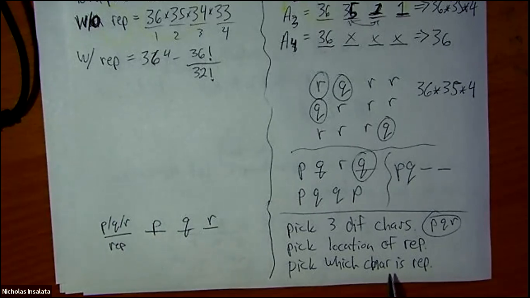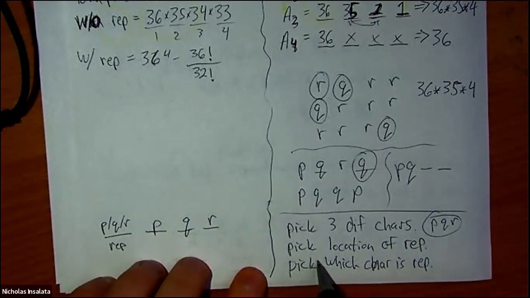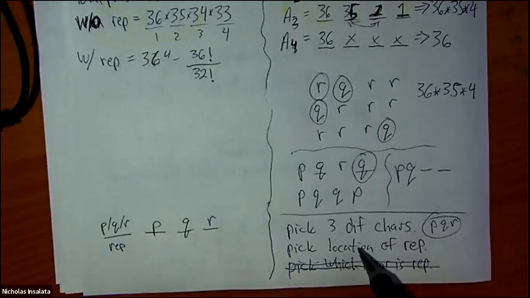So I think if we don't pick which character is repeated, let's say that we don't do that. Does this work then? Is this correct? We pick three different characters and pick the location of the repetition. Then are we counting everything exactly once and not double counting? Or did we miss something? Or did we still double count? Sean, you think that gets it all?